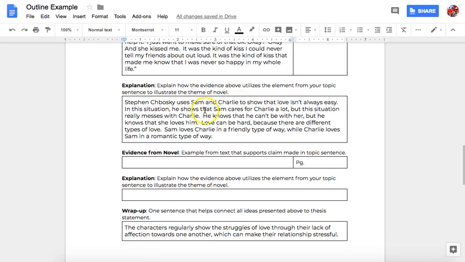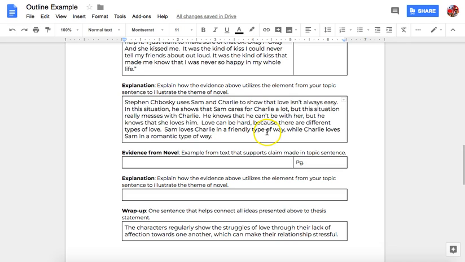In this situation, he shows that Sam cares for Charlie a lot, but this situation really messes with Charlie. He knows that he can't be with her, but he also knows that she loves him. Love can be hard because there are different types of love. All right, so now we're going back to our theme and how these characters are showing us this theme.